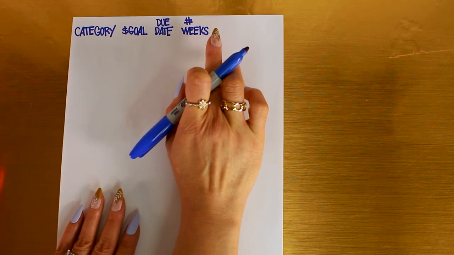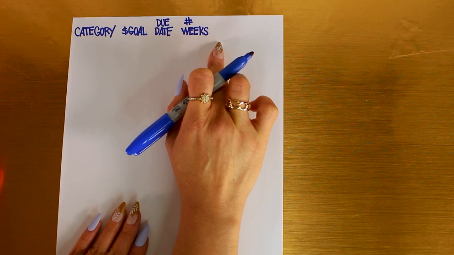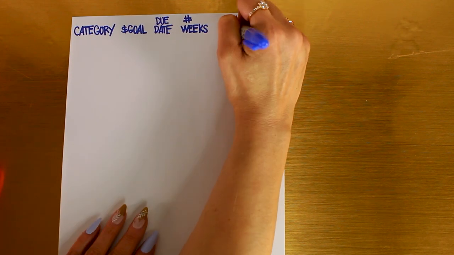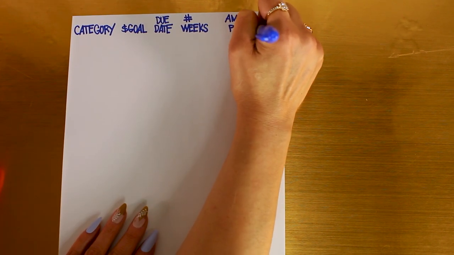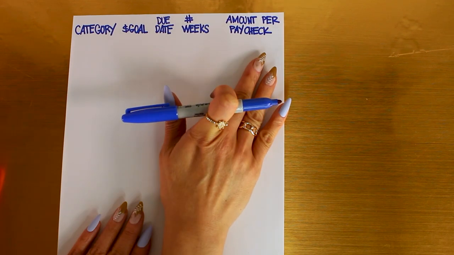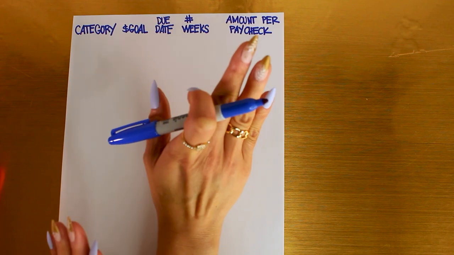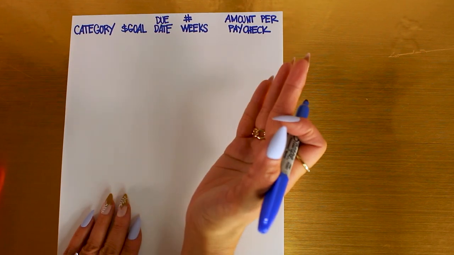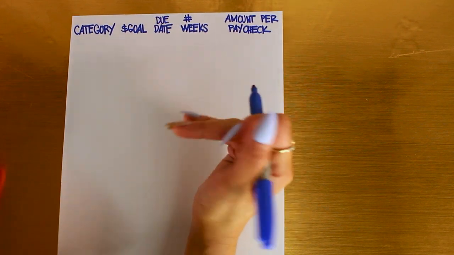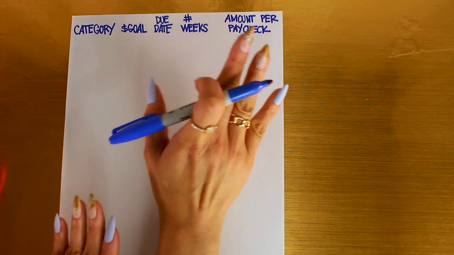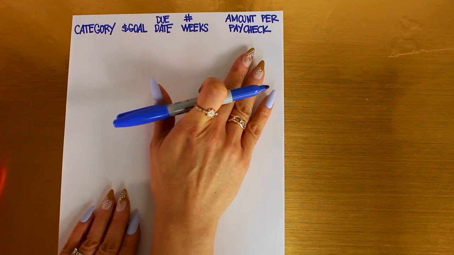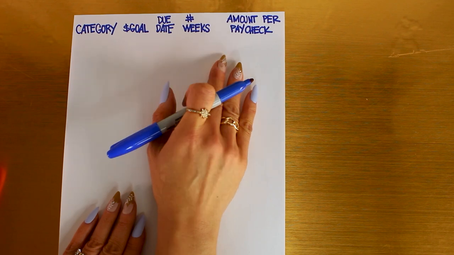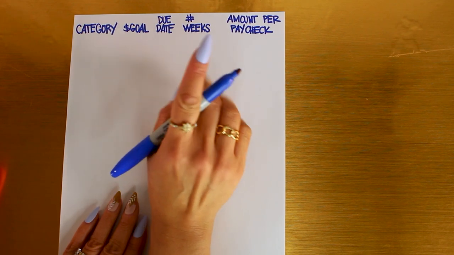Okay, then next to it is going to be amount per pay period. Amount per paycheck or per pay period. So calculate your budget amount by how many months or weeks when you will need this cash. So in my case, I get paid every week. So that's 4 times a month. And on some months, there's 5 weeks. So I will calculate by how many weeks I need this money by.